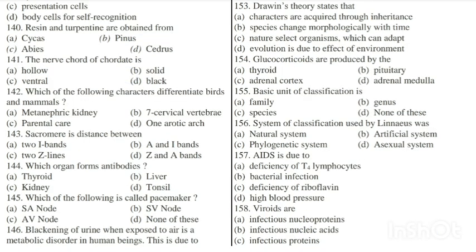Next question is system of classification used by Linnaeus. It is artificial. AIDS is due to, so AIDS is due to the deficiency of T4 lymphocytes. Viroids, what are viroids? So viroids are infectious nucleic acid and prions are only the proteinaceous part of the virus. Okay, next question.